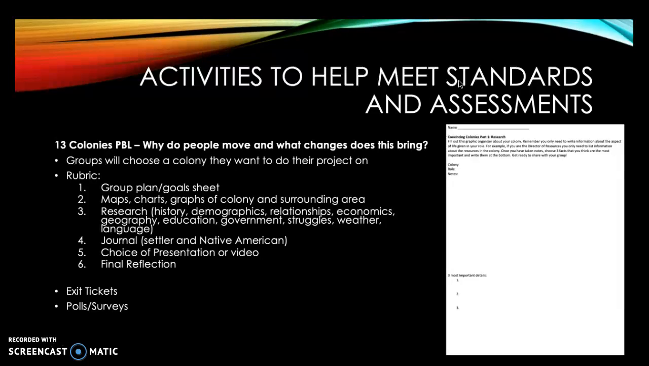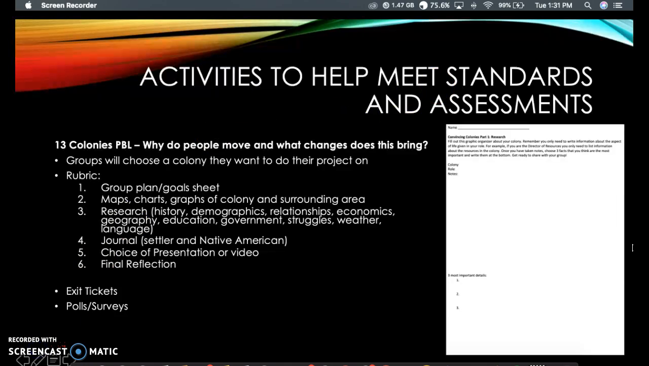For this project, each group will be required to do a documentary or present information about a colony, one of the 13 colonies of their choosing. For the PBL, I plan on using a rubric that will provide me some summative assessments. I will grade on a group plan and goal sheets. Like I mentioned earlier, they'll have to make maps, graphs or charts about their colony and the surrounding area, such as indigenous groups, the terrain, the geography, maybe their trade, their economics, etc.